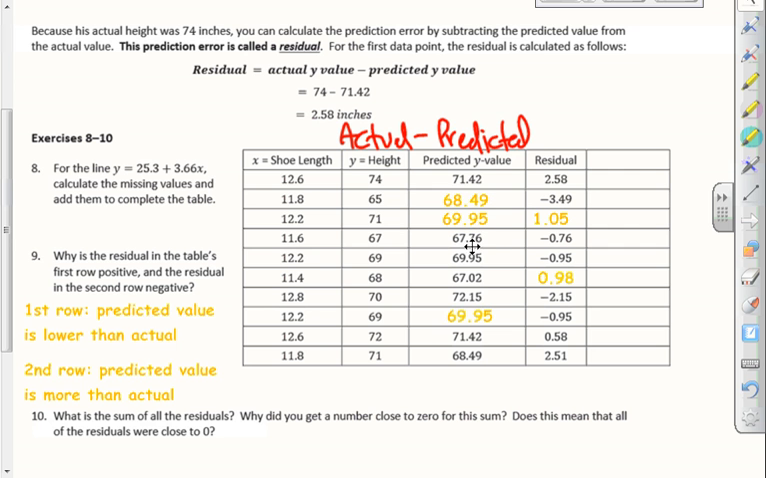So if you think about how this would appear on our graph, in the first row, the predicted value being lower than the actual would mean that the plot is above the line. In the second row, since the predicted value is greater than the actual, the plot is below the line. So we can think about it that this is really relating to how the points are appearing relative to the line. These values are really the vertical distances away from the actual linear model.